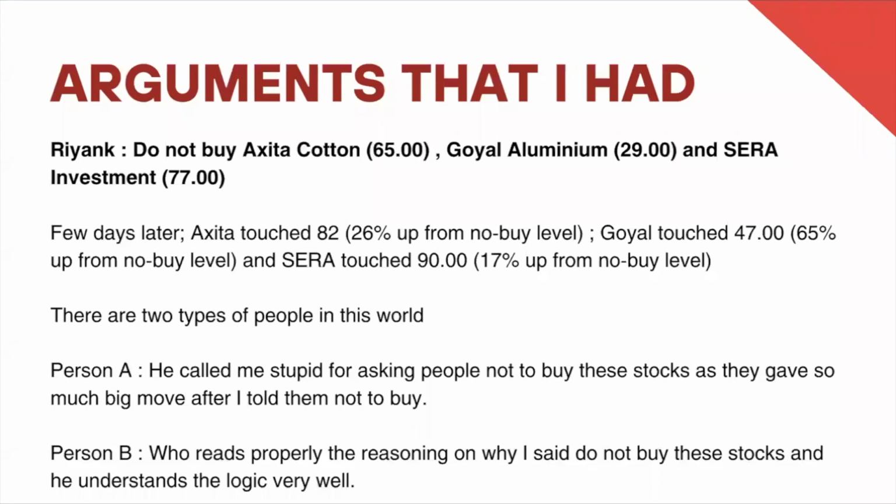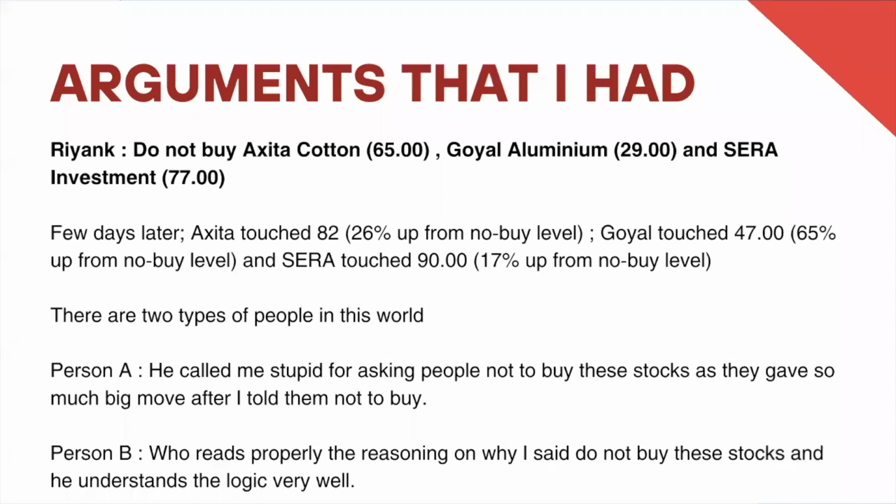One very small argument which I had with one of my friends recently. I told him, do not buy Akshita Cotton at 65, do not buy Goel Aluminium at 29, and do not buy Sera Investment at 77. In these three stocks I saw the staircase pattern, and I told him not to buy the stocks, because when the fall starts, you will not get an exit. Now a few days later, what happened: Akshita touched 82, which is 26% up from my no buy level. Goel touched 47, which is 65% up from my no buy level. And Sera touched 90 rupees, which is almost 17% up from my no buy level.